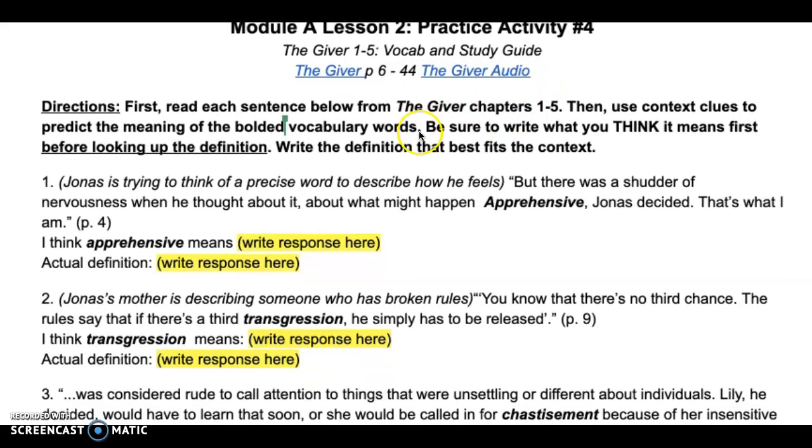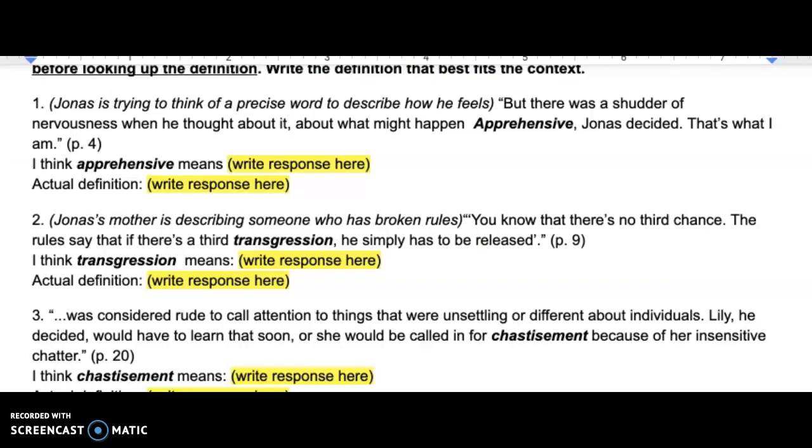Okay, now the next part, you can see that there's two links here. The first link is to the actual book that's online, and chapters 1 through 5 are on pages 6 through 44. And the second is if you'd like to listen to an audio while you read the book, that would be an audio for you. You'll see that there are 4 different vocabulary words that you are going to need to determine the meaning of based on context clues, and then you'll look up the actual definition.